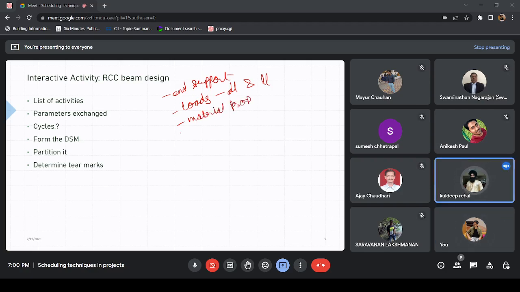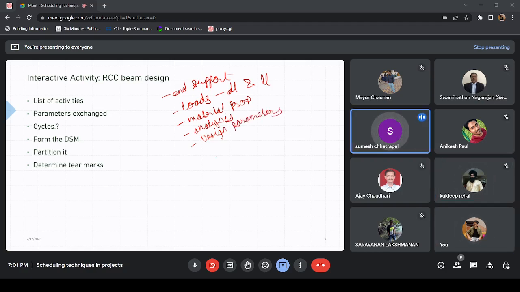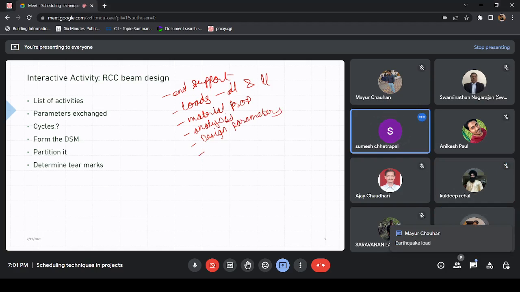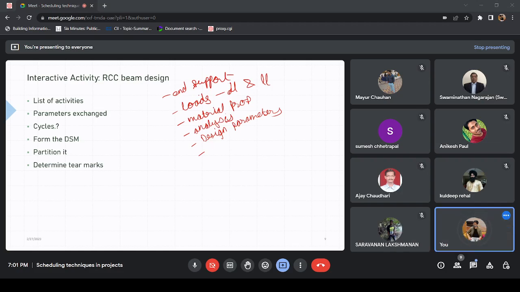Then we have to analyze. Analysis. And design parameters. Anything else? Minimum specification depth, if any. That can be covered under design parameters, right? And for earthquake load, yeah. So we have got wind load, earthquake load, and for minimum, we'll take care in design parameters, right? Is there anything else that you can think of?